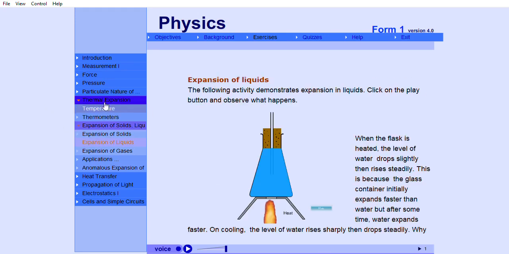Expansion of liquids. The following activity demonstrates expansion in liquids. Click on the play button and observe what happens. When the flask is heated, the level of water drops slightly, then rises steadily. This is because the glass container initially expands faster than water, but after some time, water expands faster. On cooling, the level of water rises sharply, then drops steadily. Why is this?